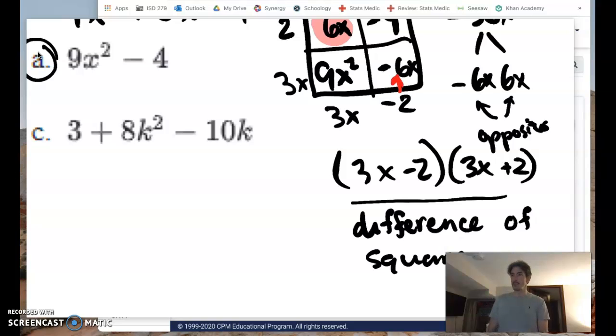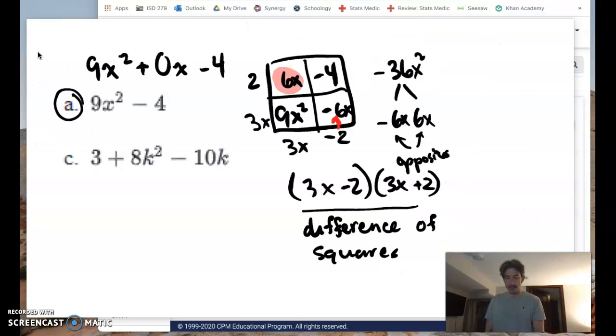Okay, so that's, I don't want to say it's super common, but if you recognize the 9x squared being a perfect square, the 4 being a perfect square. Here's one perfect square, here is another perfect square, and here is your difference.